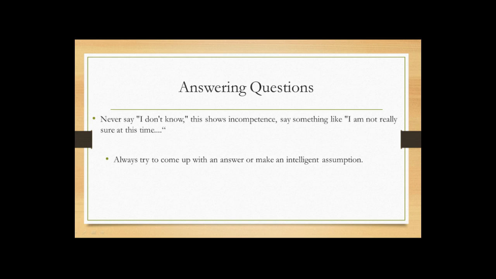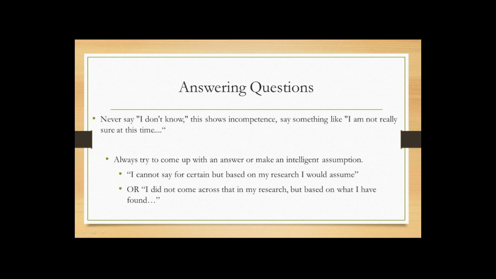Now, the first thing you can do, and this will give you a little time, is ask them to restate the question. So they'll restate it, and then that'll hopefully give you some time to think. And then at that point, there's two kinds of answers I recommend. I cannot say for certain, but based on my research, I would assume... Or, I did not come across that in my research, but based on what I have found... So essentially, both of these answers are saying you don't know for sure, but you are trying to make an intelligent assumption based on the research that you do have. So keep that in mind. Never ever say, I don't know.